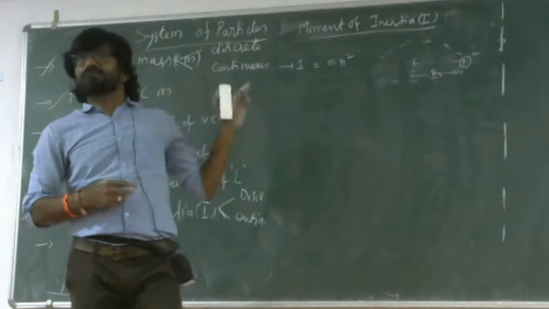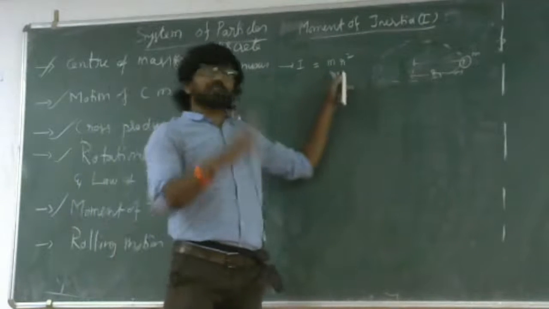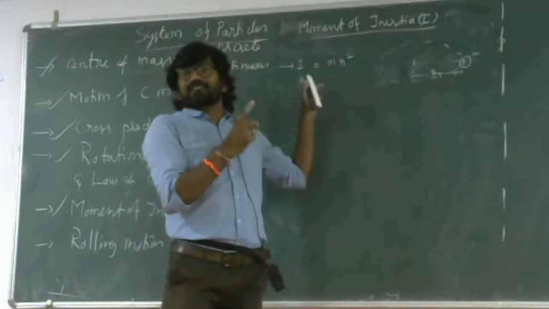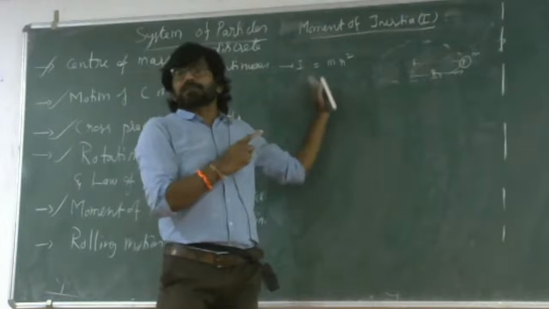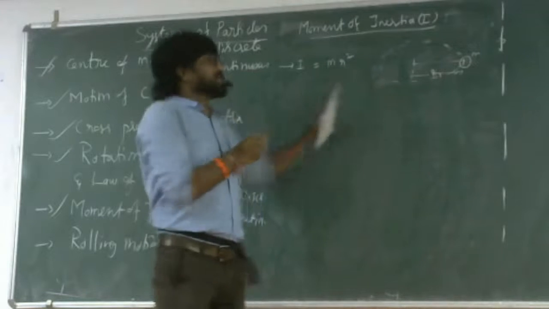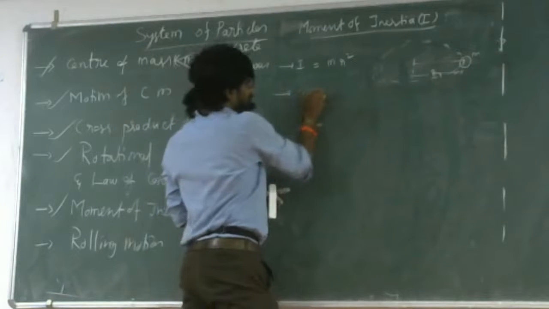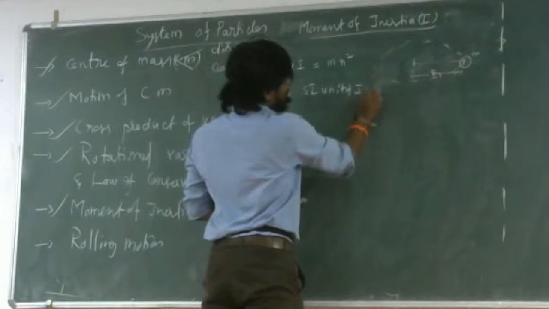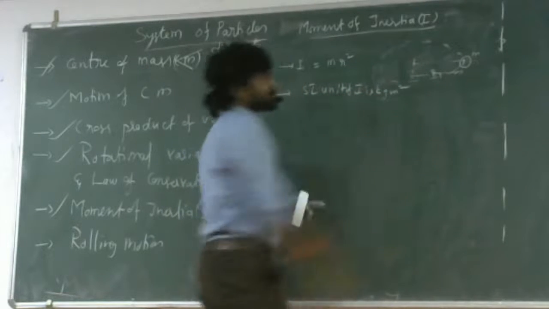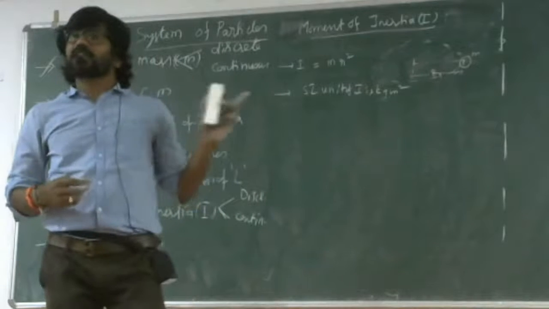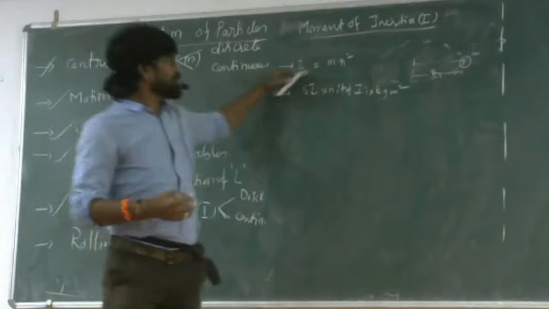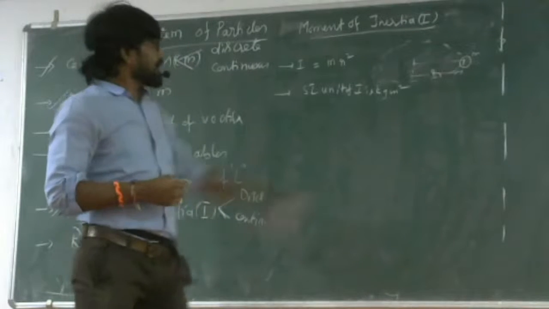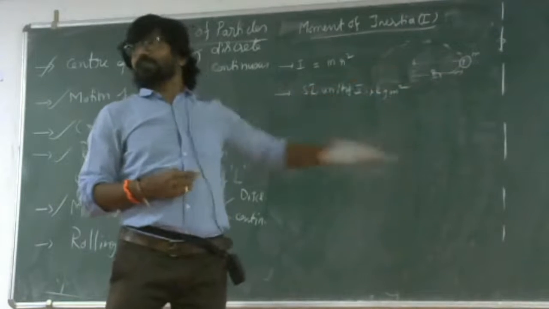So from this you can say it is measured using the unit of mass into the unit of distance square. So the unit of moment of inertia is kg meter square. What is the SI unit? The unit of I is kg meter square. Is it clear, everyone? Kg meter square. This is what you call moment of inertia, where r is the distance of the mass from the axis of rotation.